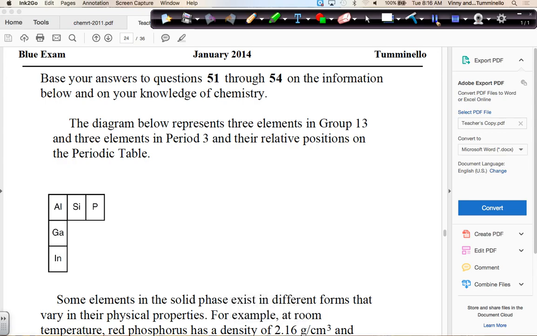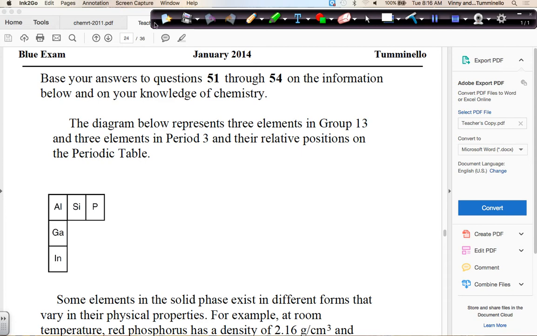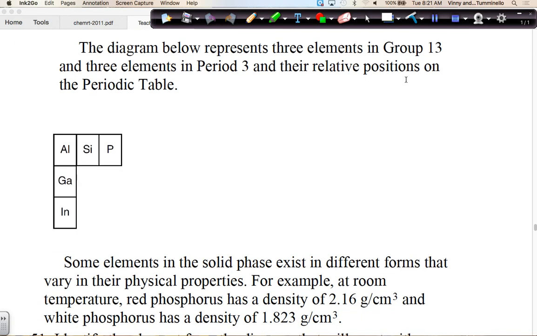Okay, so looking at this reading, it says base your answers to questions 51 to 54 on the information below and on your knowledge of chemistry. Okay, so back to January of 2014, 51 to 54. Remember, anytime the reading says a specific set of questions, you always want to reread and look through the reading again each time you answer a question in that set to make sure you're not missing something.